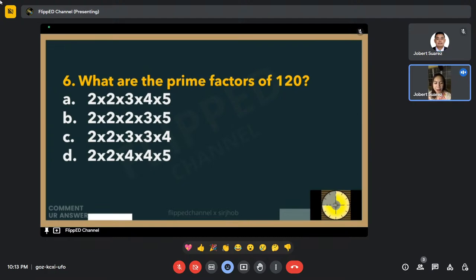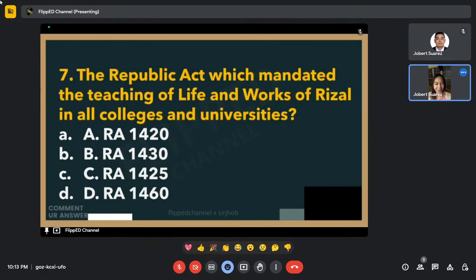Some answer C, some answer B. Ano bang tamang sagot dito? The correct answer for number 6 is letter B. Again, prime factors of 120, it's letter B, 2 times 2 times 2 times 3 times 5. Okay? Okay lang yan. Kaya nga tayo nagtatest ngayon. Kung ang matanghihila, ibabawiin natin yan sa ibang subject. Yes, that's correct. 4 is not a prime number. Let's proceed with number 7.